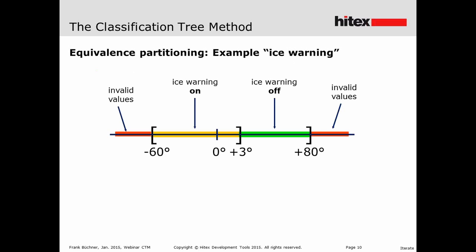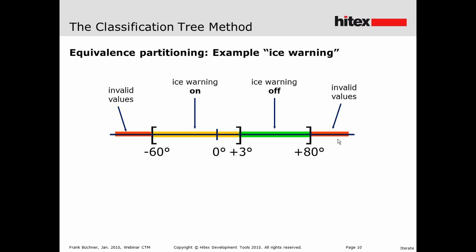You see here the division in classes. First I have made a green class which covers values between 3 degrees and 80 degrees, and I have made a yellow class which covers values between -60 degrees and +3 degrees. What is new, and which was not introduced by the functional specification, are the 2 red classes on the left hand side and on the right hand side.